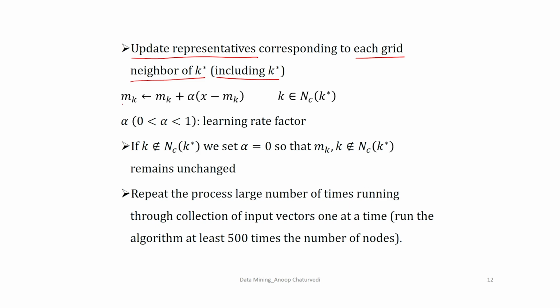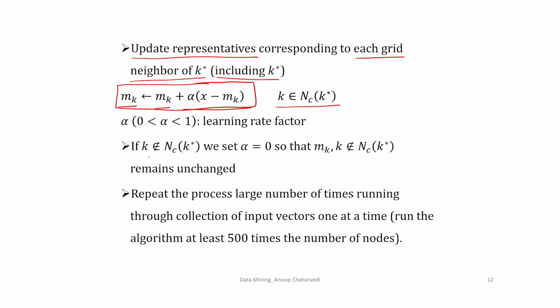So, we update mk: the updated mk is equal to mk plus alpha times (x minus mk), where k belongs to NC k star. Alpha, which lies between 0 and 1, is the learning rate factor. So, this is how we update the prototypes.